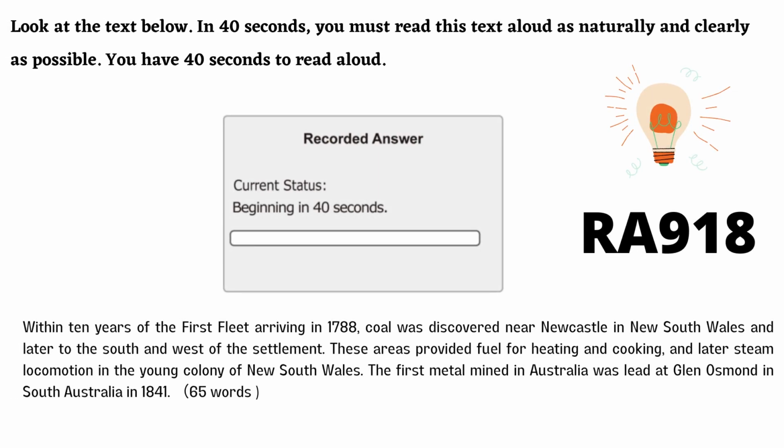Within 10 years of the first fleet arriving in 1788, coal was discovered near Newcastle in New South Wales, and later to the south and west of the settlement. These areas provided fuel for heating and cooking, and later steam locomotion in the young colony of New South Wales. The first metal mined in Australia was lead, at Glen Osmond in South Australia in 1841.